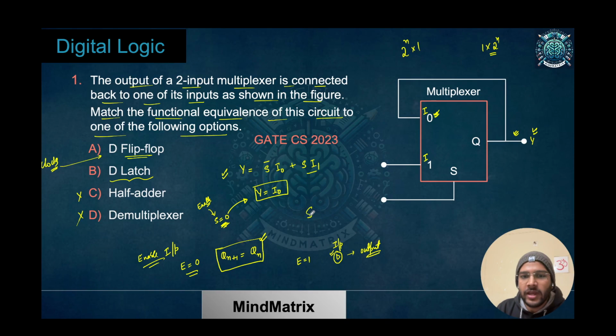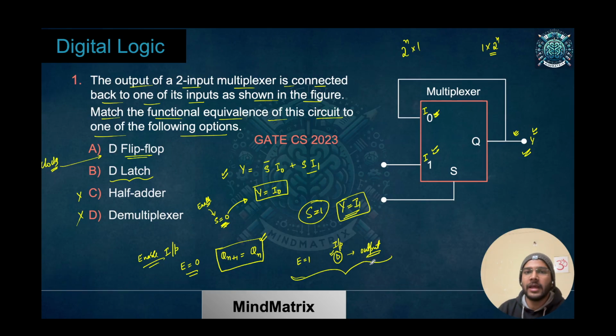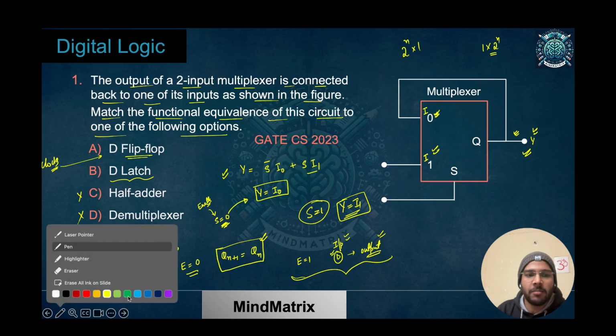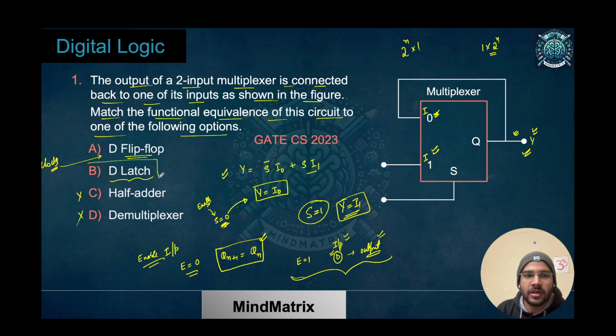Now when S is equal to 1, Y will be equal to I1. That means whatever input you are giving, that is going to be your output, as in the case of enable: when E is equal to 1, whatever input we give, we get as the output. So this is nothing but a D latch. This given multiplexer has the functional equivalence of a D latch. So option B is the correct answer for this question.